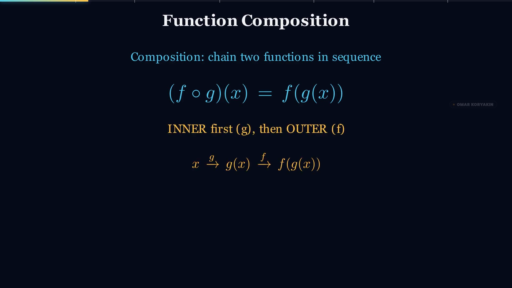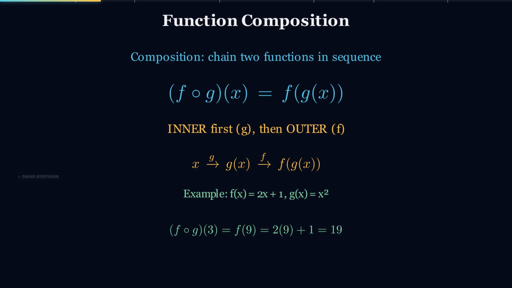Here is the inner, then outer reading rule. The notation looks like the letters in left to right order, but the application order is inner to outer. f(g(x)) means first evaluate g at the input x, then take the resulting value and evaluate f at it. This is the same nested parentheses evaluation from section 2 applied to function notation. Always work from the inside out.